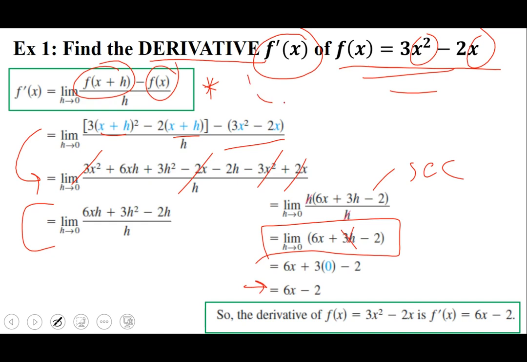Again, this entire process could have been a problem from yesterday. But now the new thing is you're going to realize that 6x minus 2 is called the derivative of f, and the notation for derivative is again that f prime.